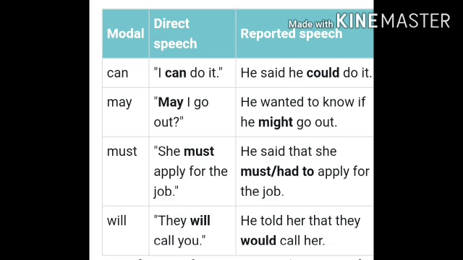Now look at the next modals here. Can, may, must, will. How can we use them? I can do it. He said he could do it. May I go out? He wanted to know if he might go out. She must apply for the job. He said that she must or had to apply for the job. They will call you. He told her that they would call her.